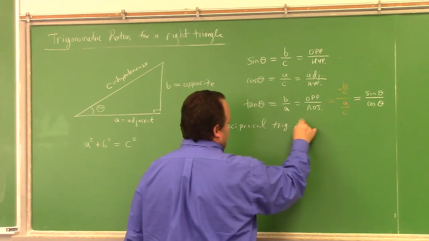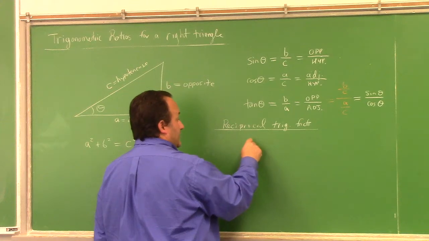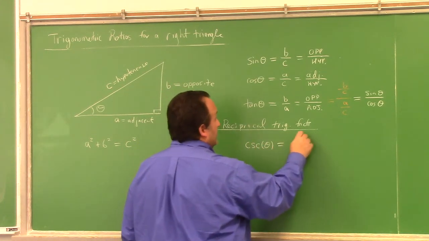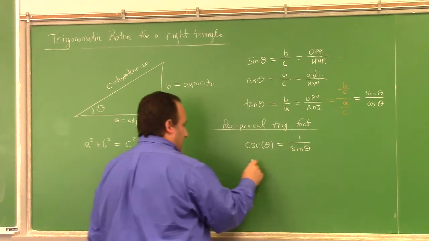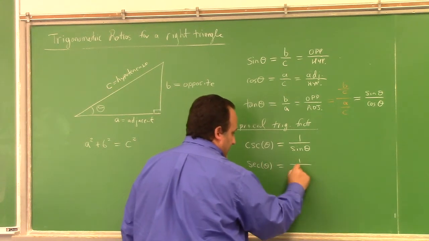Reciprocal trig functions. So we have CSC, which is for cosecant. Cosecant theta is 1 over sine theta. Secant theta, 1 over cosine theta.